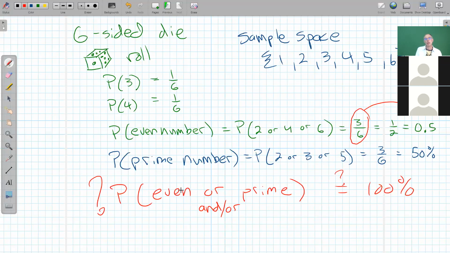I want both. So in this case, prime or even is any number that's even, any number that's prime, but it could be both. So if I list those out, the even numbers were 2, 4, and 6. Now I'm not going to list 2 again because I already wrote it down. So then I would write 3 down and 5 down. So these are all of the numbers that are even or prime. 2 happens to be both. There are 5 of those numbers, so the probability of being even or prime is 5 out of 6, which is not 100%.